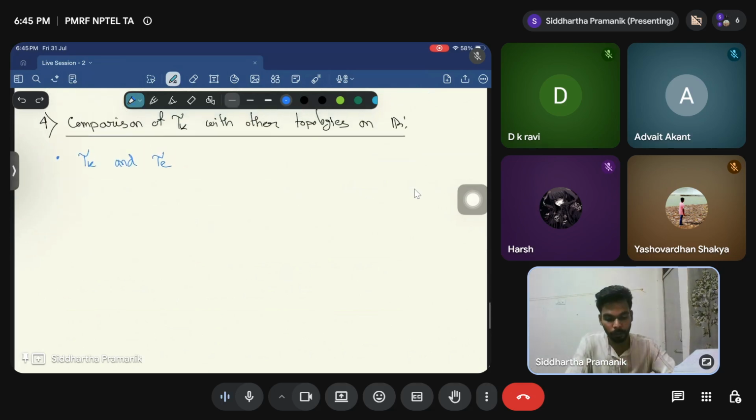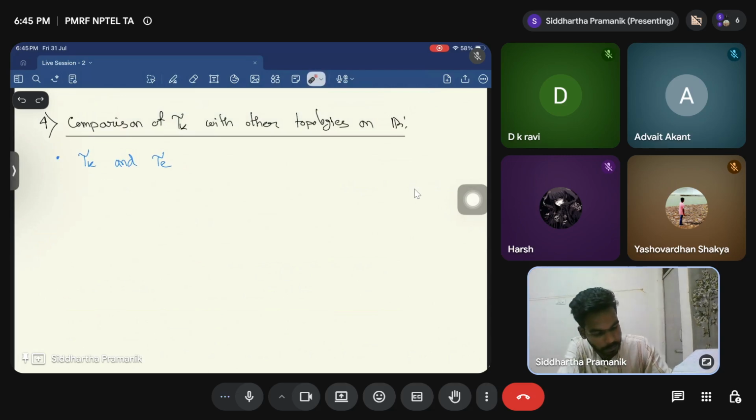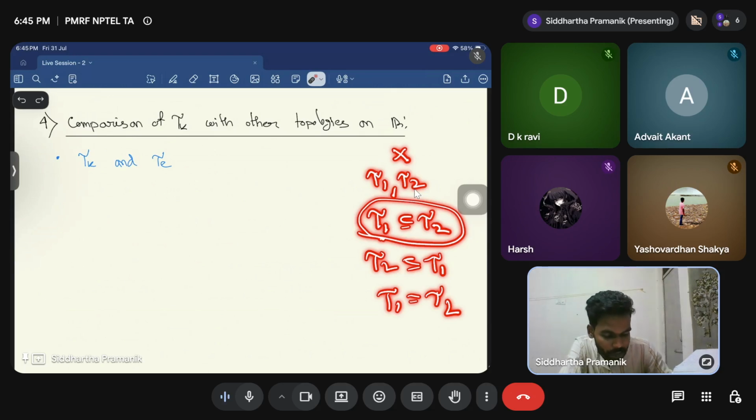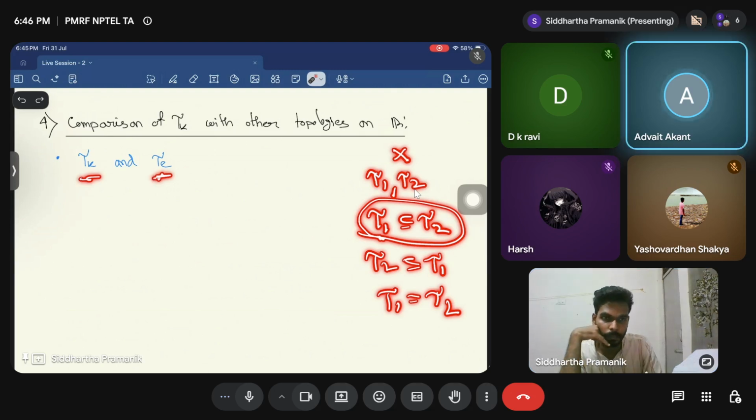So what do we mean by comparability? Let X be a set and tau 1, tau 2 be two topologies. Compare means tau 1 can be a subset of tau 2 or tau 2 can be a subset of tau 1, or they can be equal also. In the first case, tau 1 is coarser than tau 2, or tau 1 is smaller than tau 2. Now, can we make any comment about these two topologies? Sir, tau k is finer than tau e.